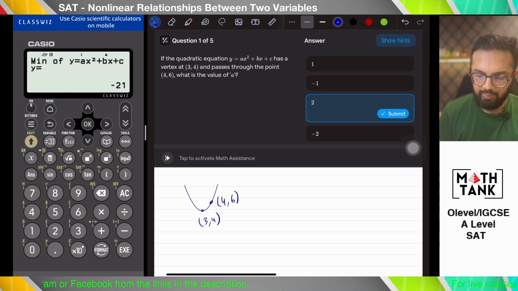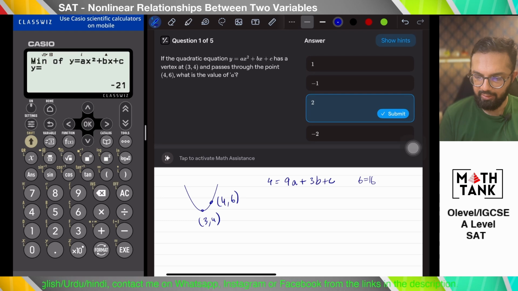What's the easiest way to do this? That's what I'm thinking about. Let's first plug in the points and see what we get. So 9a plus 3b plus c, and 6 equals 16a plus 4b plus c.